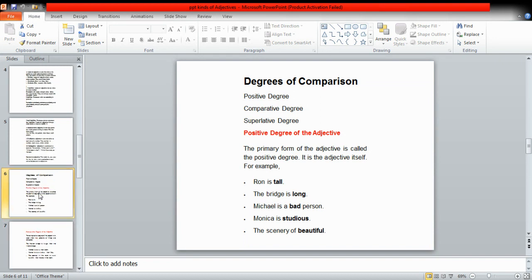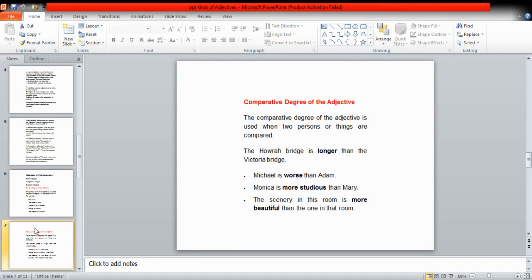Then we come to the next kind, and that is comparative degree of adjective. The comparative degree of the adjective is used when two persons or things are compared. It is a matter of common sense that comparison is always done between two things. So whenever a comparison is done between two things, we need a comparative degree of the adjective. Like you can see, longer words, more studious, more beautiful.